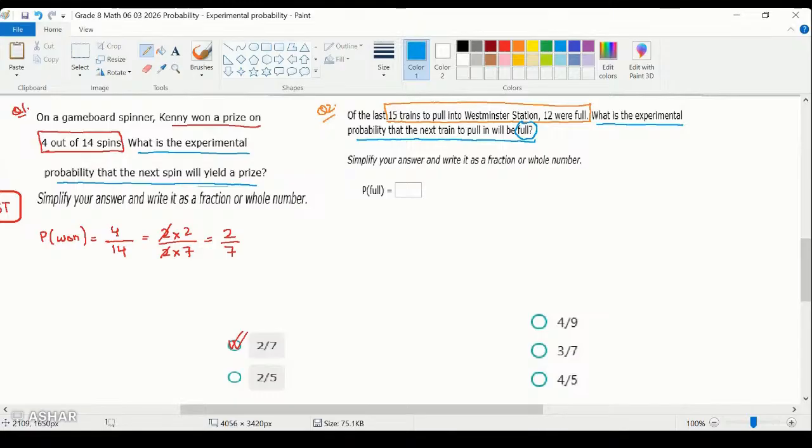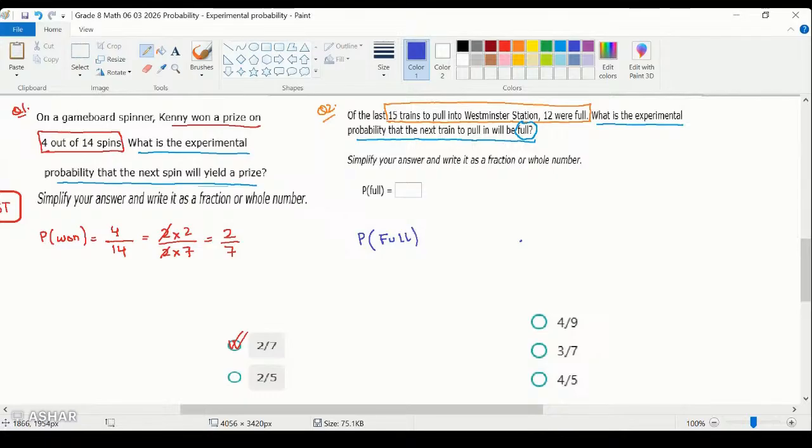Okay. No, the experimental probability is always in fractions. We do not have 2 upon 9 or 2 upon 7. Out of these three options, 4 upon 9, 3 upon 7, and 4 upon 5, which should be the correct answer? See, we say that the probability of a train being full.